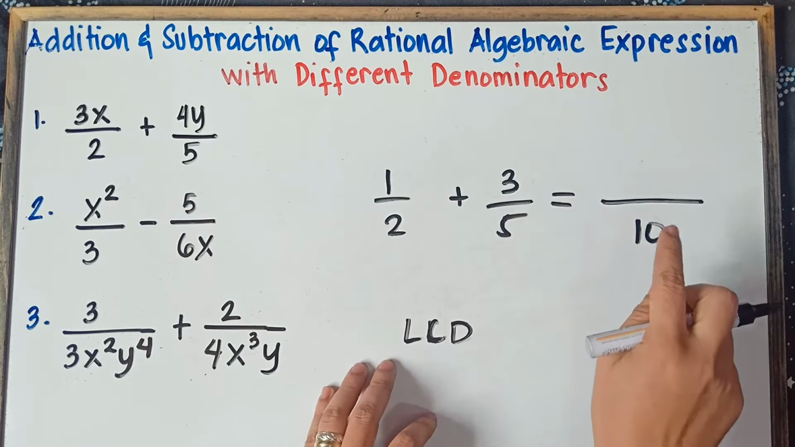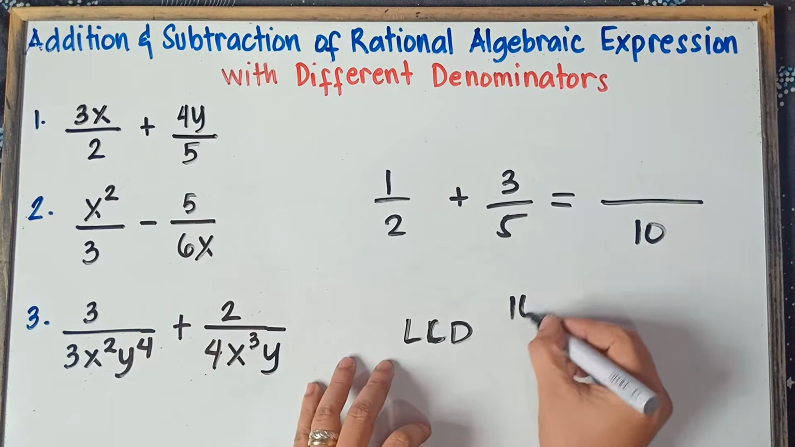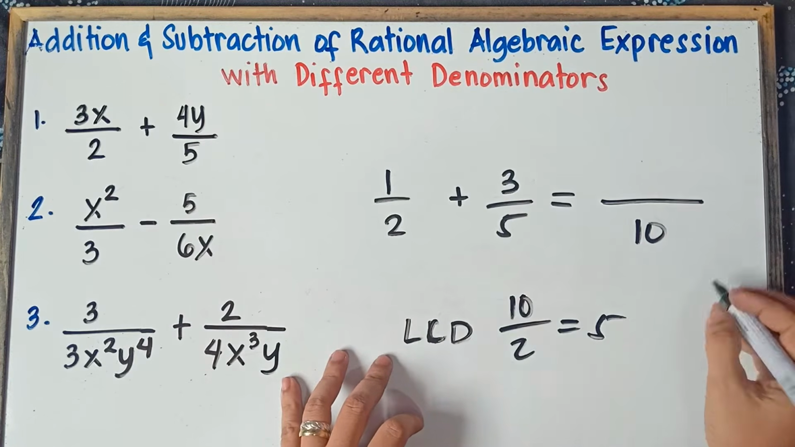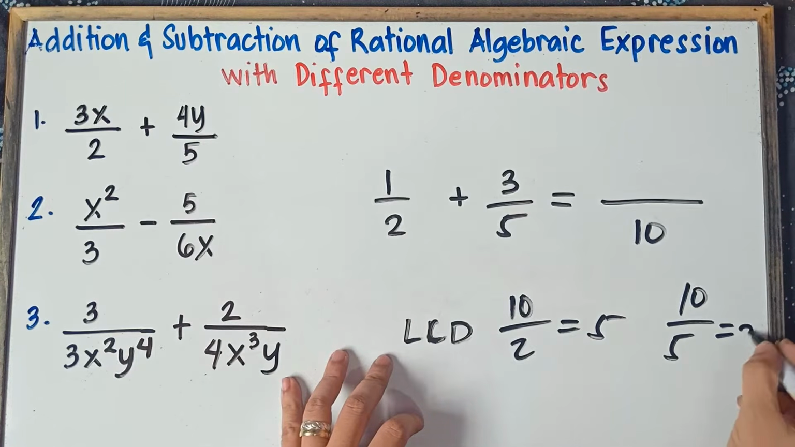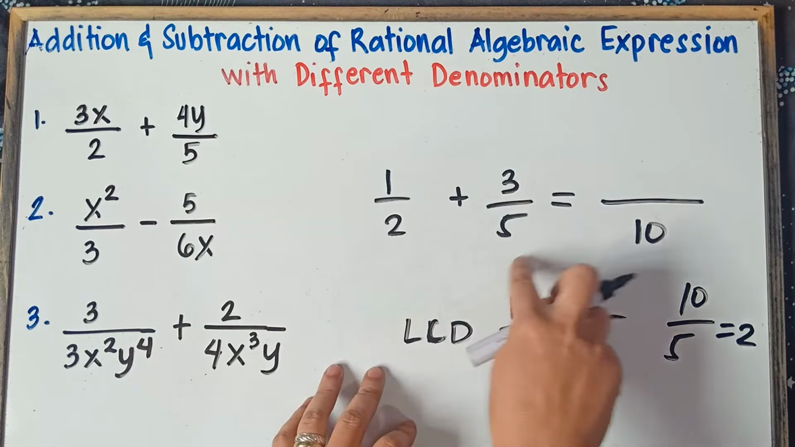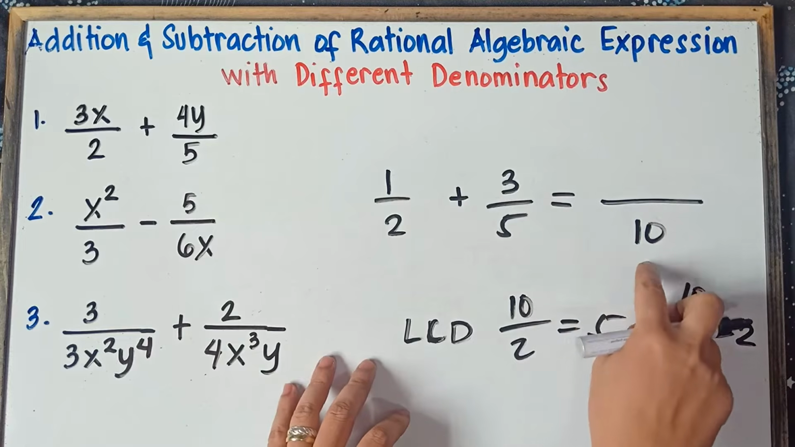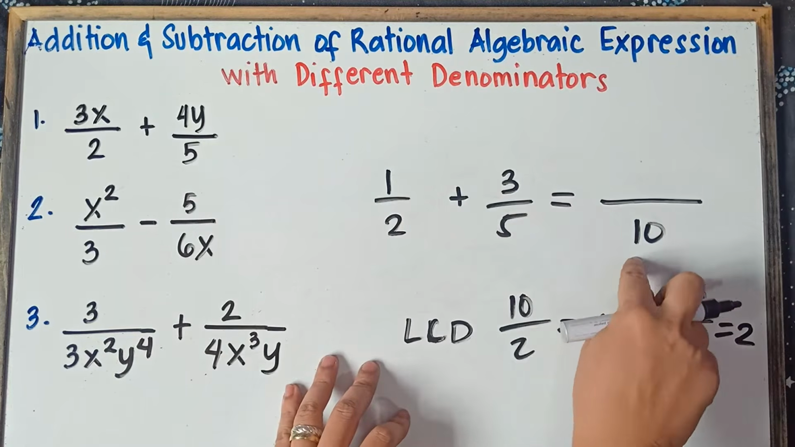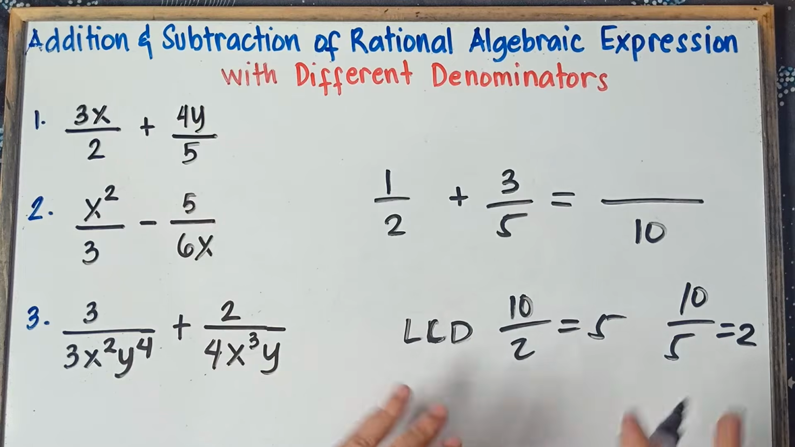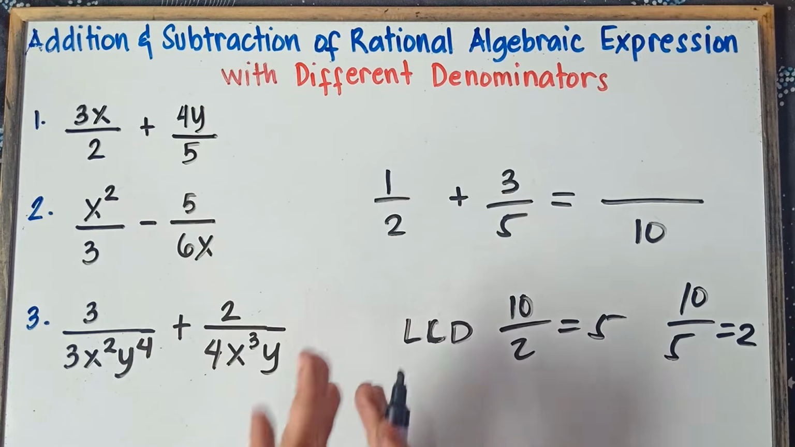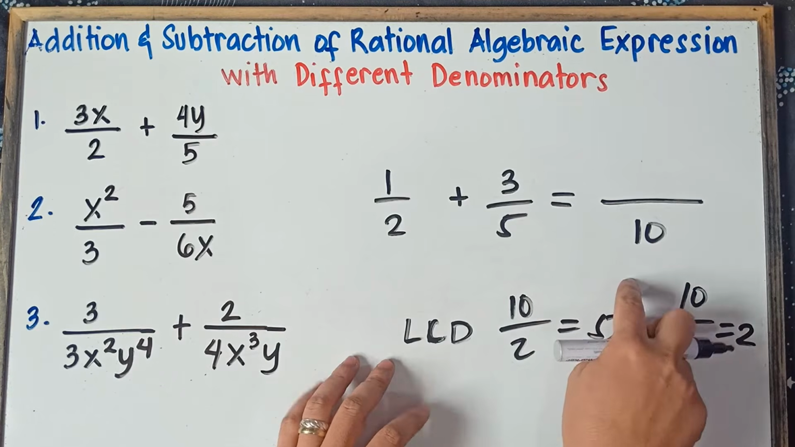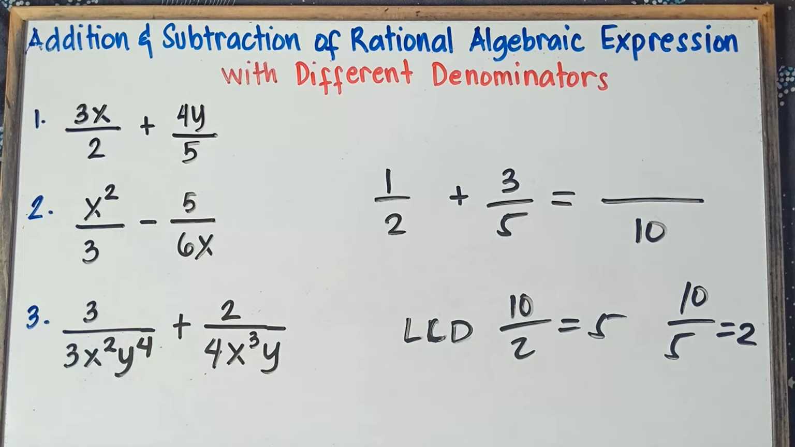We can divide 10 by 2, that would be equal to 5. We can also divide 10 by 5, that would be equal to 2. So therefore, the LCD of 2 and 5 is 10, because 10 is divisible by 2 and by 5. I hope it's clear for you in finding the LCD.